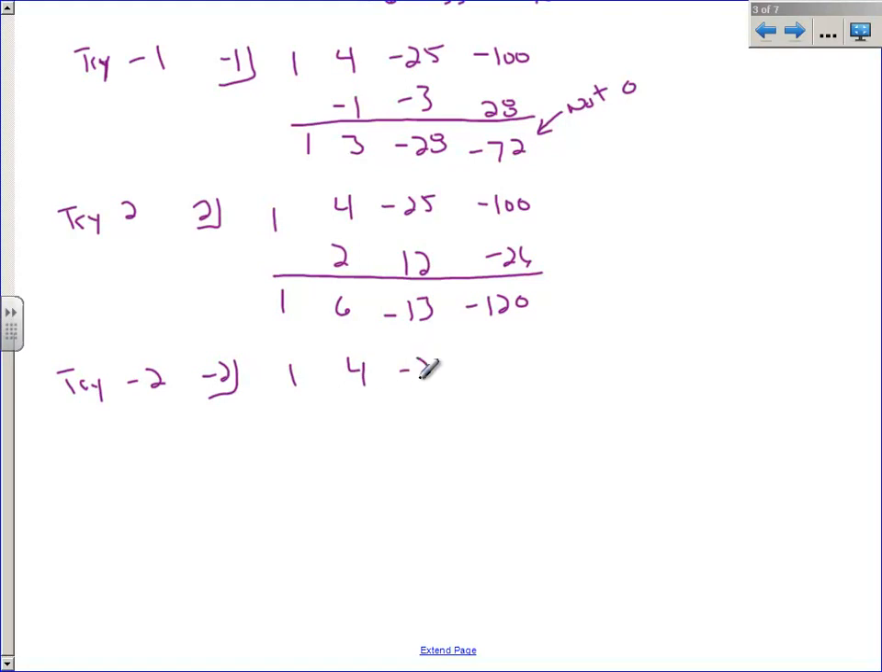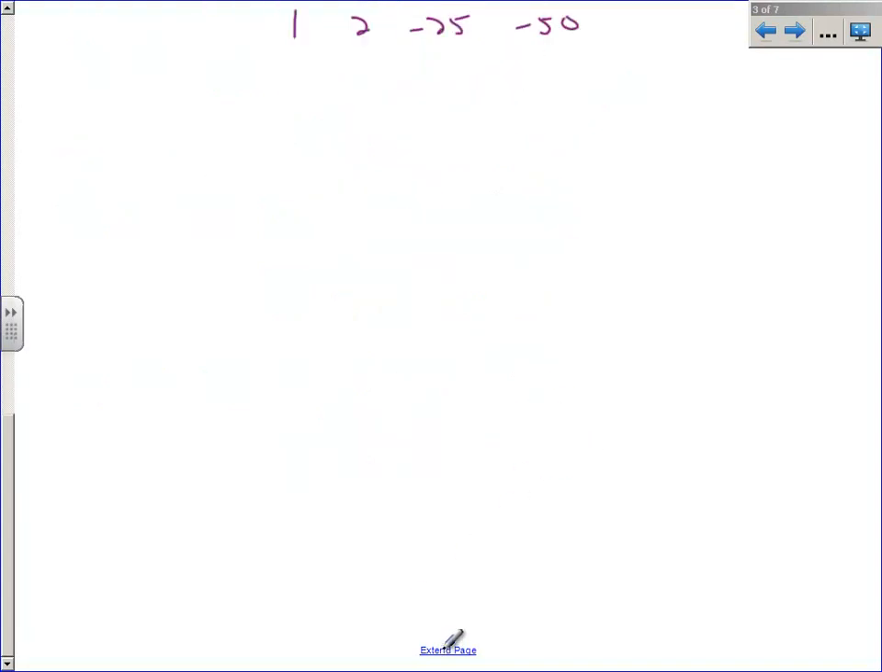1, 4, negative 25, negative 100. Drop that down. Multiply, add, multiply, add, multiply. That didn't work either. All right, well, let's try. Oops, go back a little bit further.